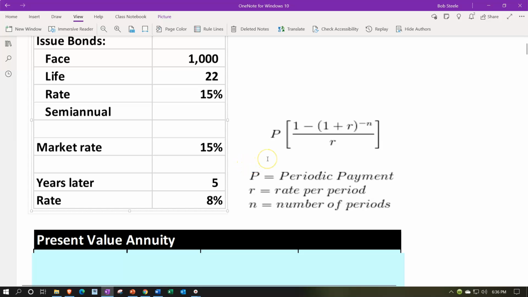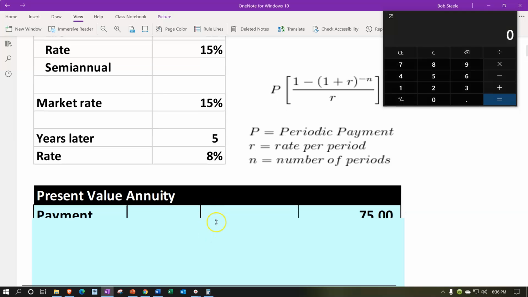So for the annuity, we would have P times 1 minus (1 plus R) to the negative N, over R. P would then be the 1,000 times the 15% rate on the bond divided by 2 because semi-annual. Then 1 minus (1 plus R), R would then be the market rate, 15% divided by 2 because semi-annual, to the negative N, which would be 22 times 2 because semi-annual, divided by R, once again the market rate divided by 2 because semi-annual. Let's plug this into our table type of format and look it over.